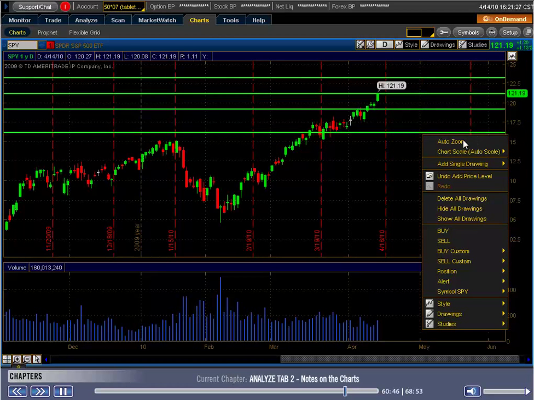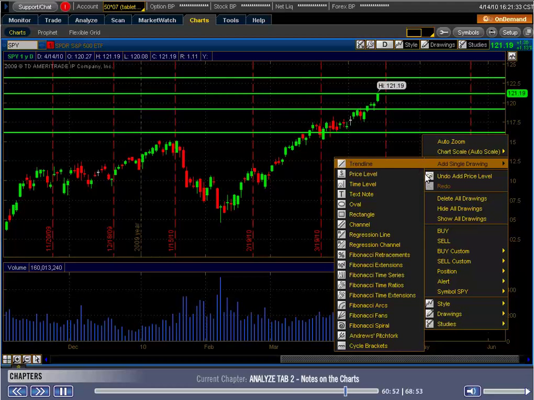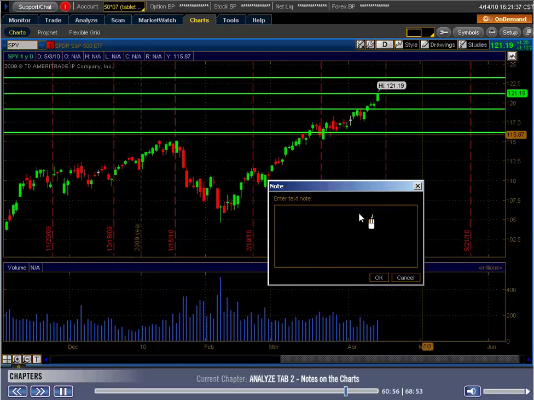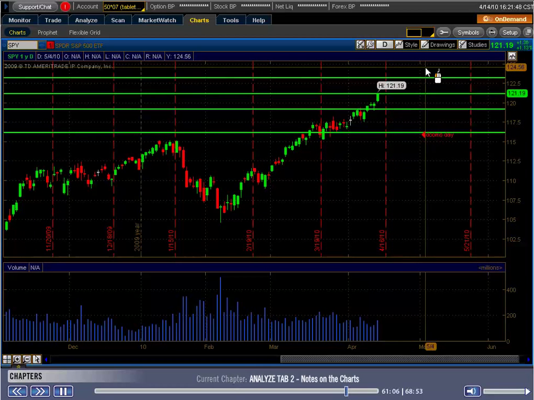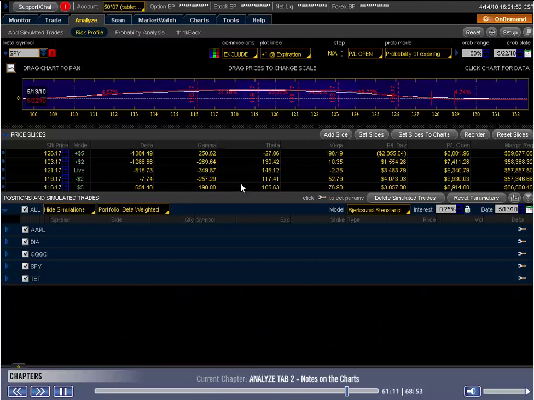You can actually make a notation directly here in the charts by simply right-clicking, adding a chart, any kind of comments, add single drawings like a text note. You can come in here and say, that's doomsday. Actually, doomsday wouldn't be to the downside for me; it would be to the upside. So I'd want to drag that out there. Anyway, back over to the analytics tab.